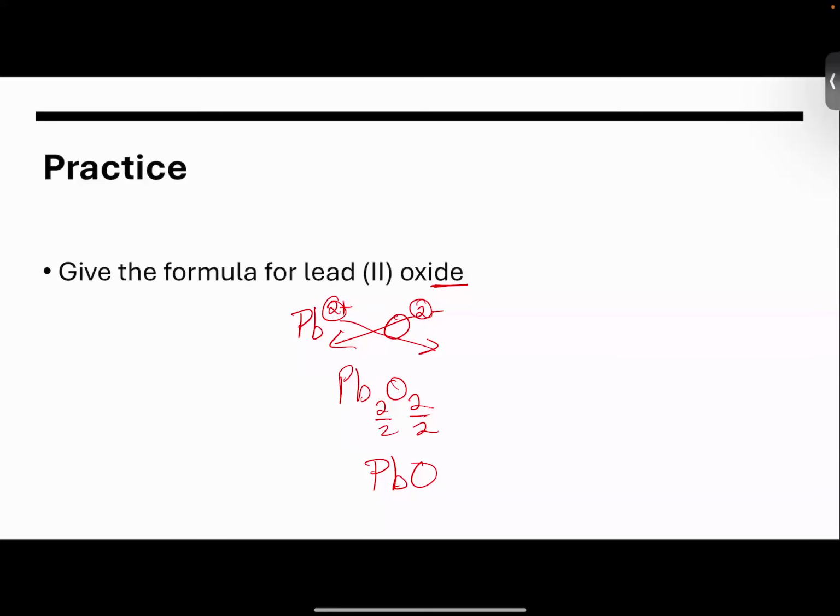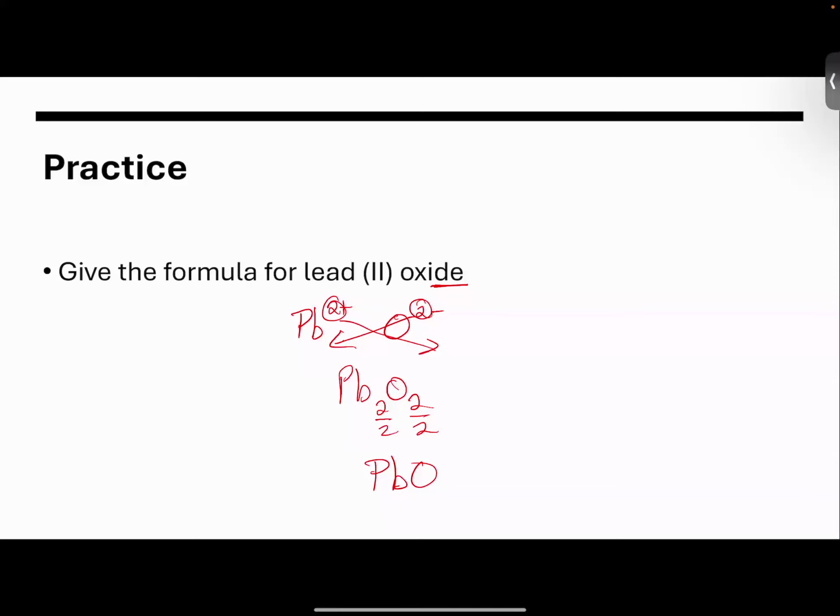Step number one, memorize the elements that always have one charge. Group one is a +1, always. Group two is a +2, always. Silver is a +1. Zinc and cadmium are a +2, and aluminum, gallium, and indium are a +3.